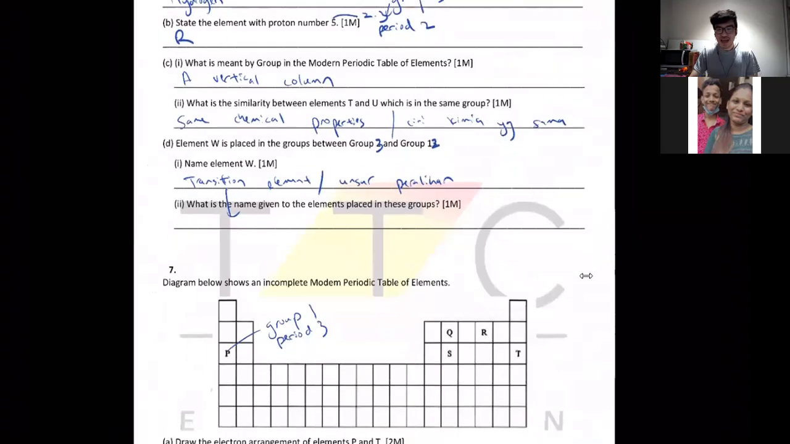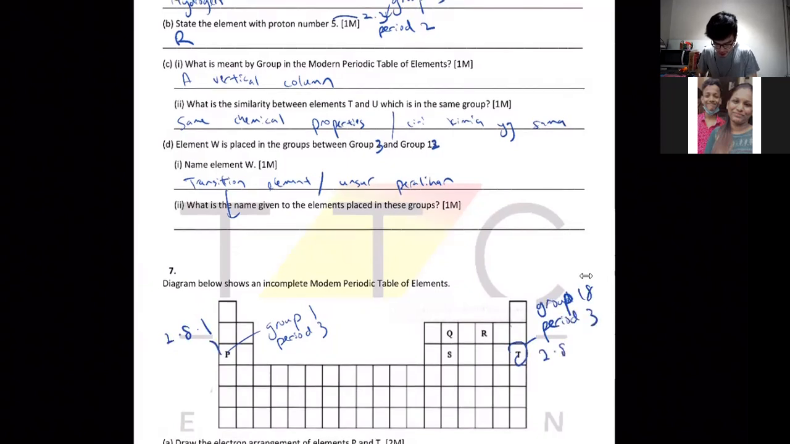Anyway, now we do the reverse. We know the group, we know the period. We want to find out how many electrons. So this is period 3, group 1, right? That means P is 2.8.1. Group 1, period 3. Then how about T? T is group 18, period 3. So easy. 2.8.8. Group 18, period 3.